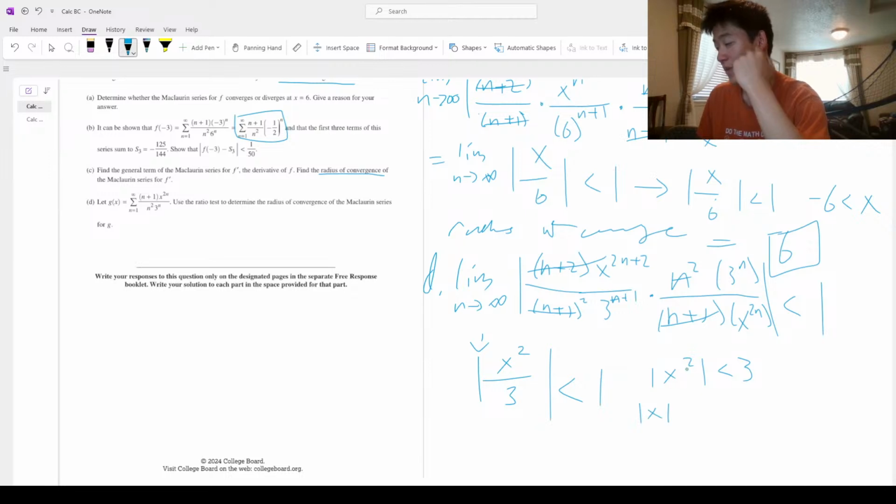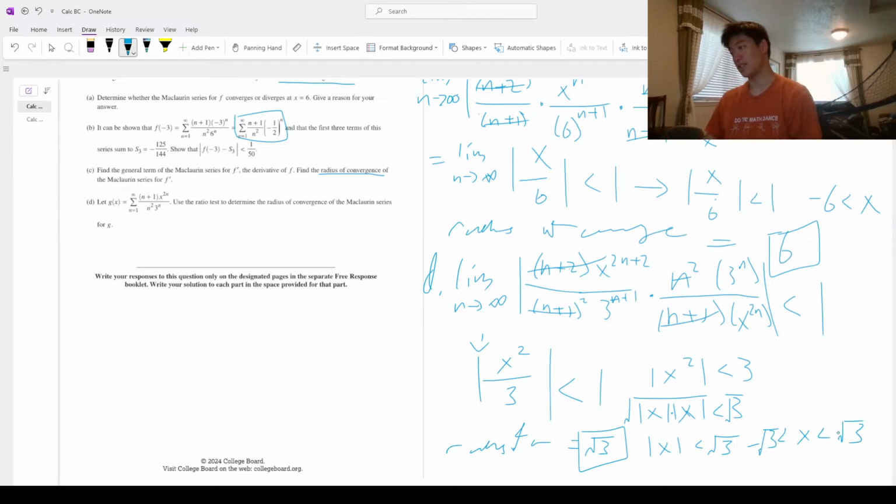The absolute value of the product is equal to the product of the absolute values. So you can multiply it by this. This is being multiplied here. This is less than 3. Now you can actually take the square root on both sides. You get absolute value of x is less than square root of 3. And now you can just say that the radius of convergence equals square root of 3. Because basically x is greater than negative square root of 3 and less than square root of 3.